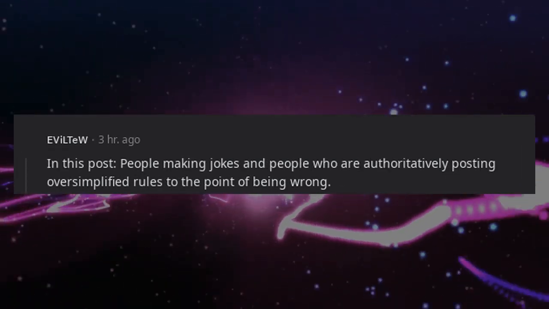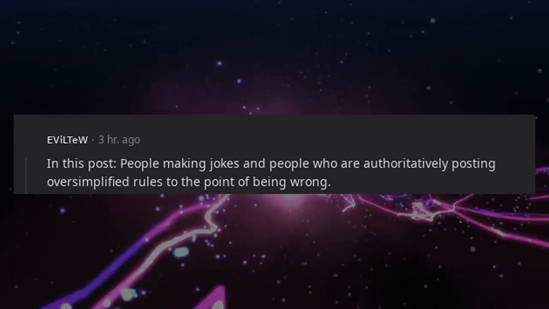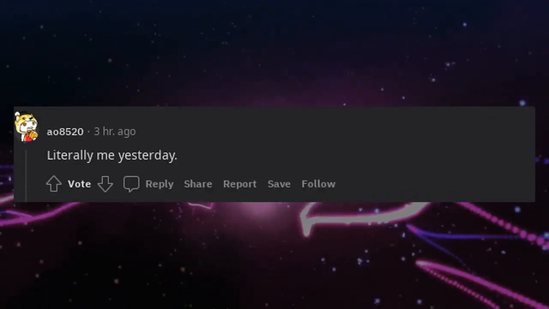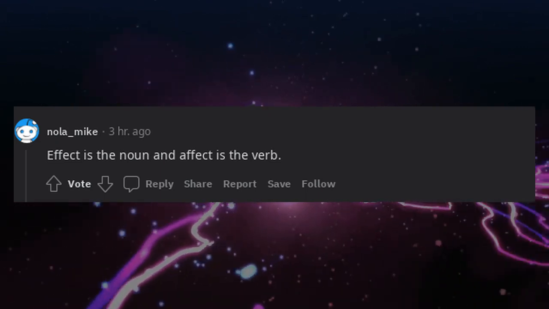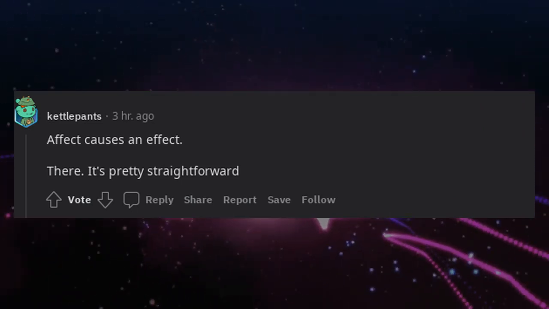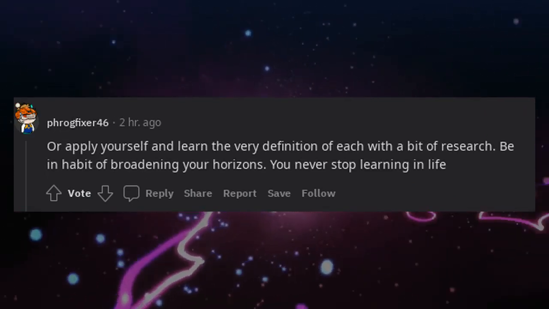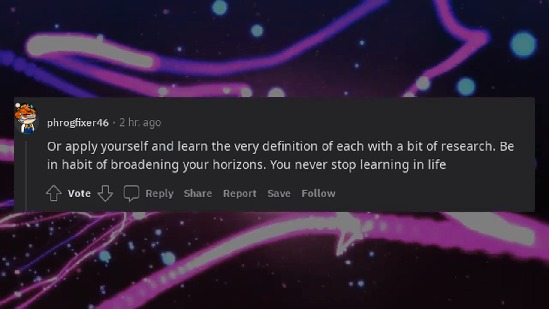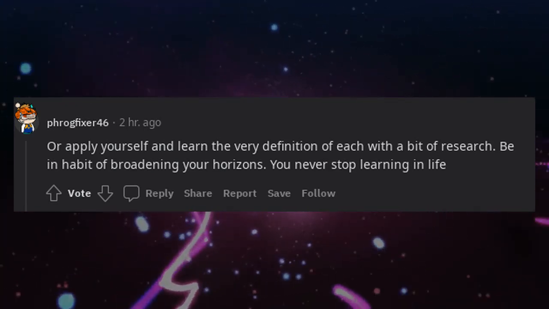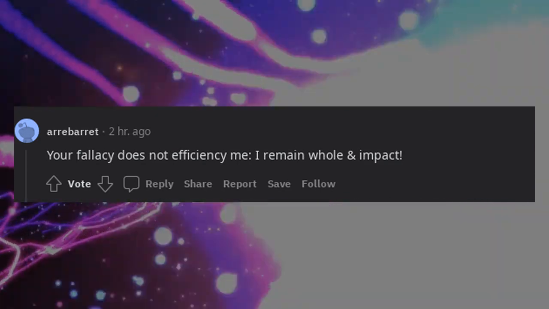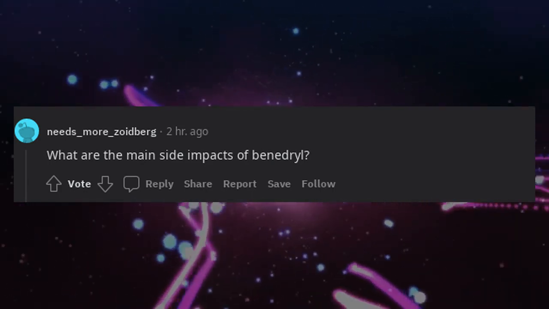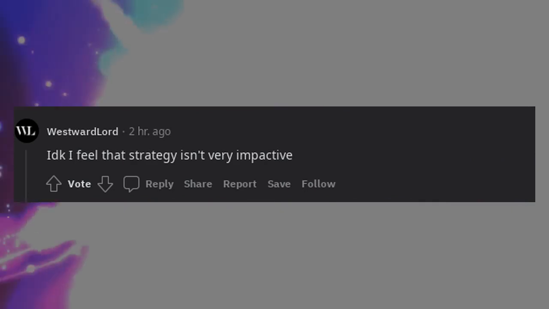In this post: people making jokes, and people who are authoritatively posting oversimplified rules to the point of being wrong. Literally me yesterday. Affect is the noun and effect is the verb. Effect causes an effect. There. It's pretty straightforward. Or apply yourself and learn the very definition of each with a bit of research. Be in the habit of broadening your horizons. You never stop learning in life. Your fallacy does not affect me, I remain whole. What are the main side effects of Benadryl? IDK, I feel that strategy isn't very impactive.